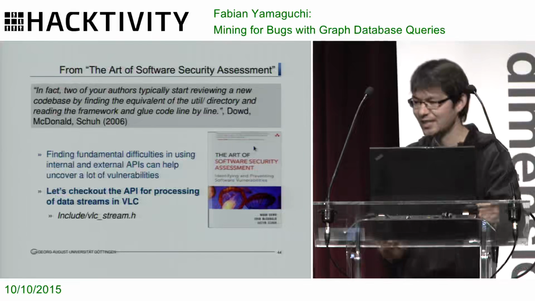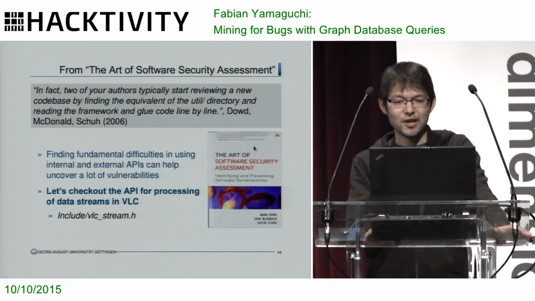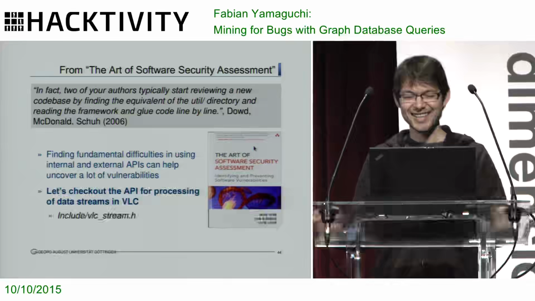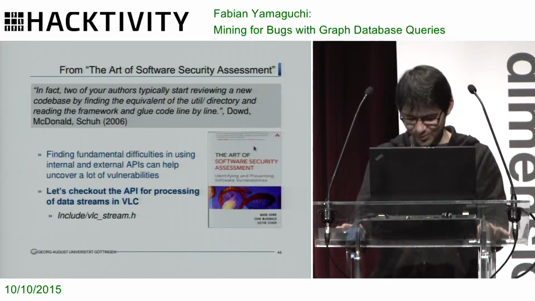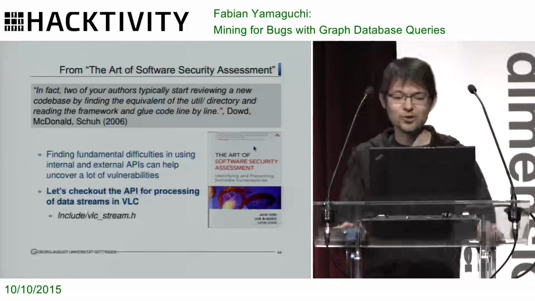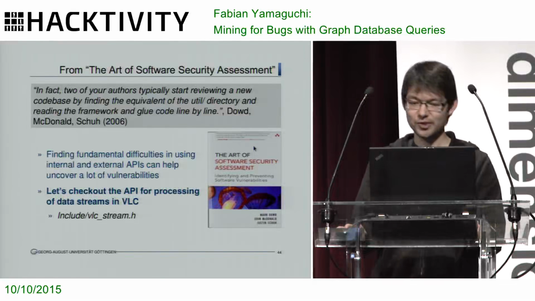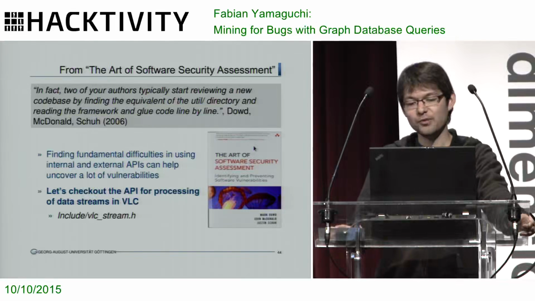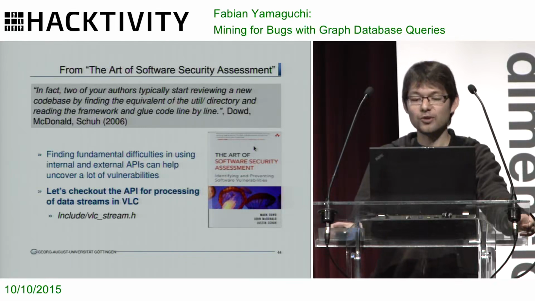All right. So that's the first example. Of course, the question arises, what do I search for? One of the things that I found very inspiring about this question is something said in a book called The Art of Software Security Assessment, which is a really cool book if you're into code analysis. In that book it says, in fact, 2 of our authors typically start reviewing a new code base by finding the equivalent of the util directory and reading the framework and glue code line by line.